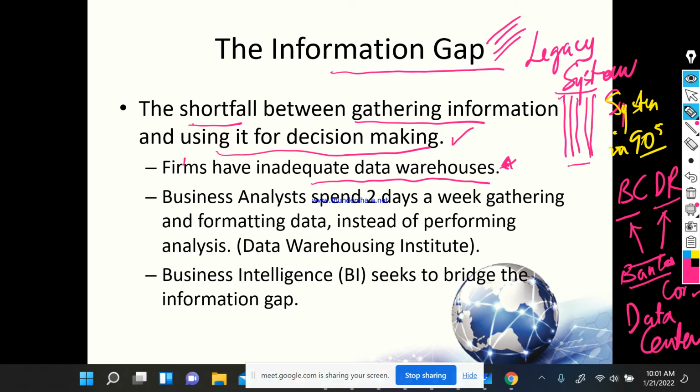Maybe, sir, they are using other services to store their data, something like that. No, actually, let me explain.